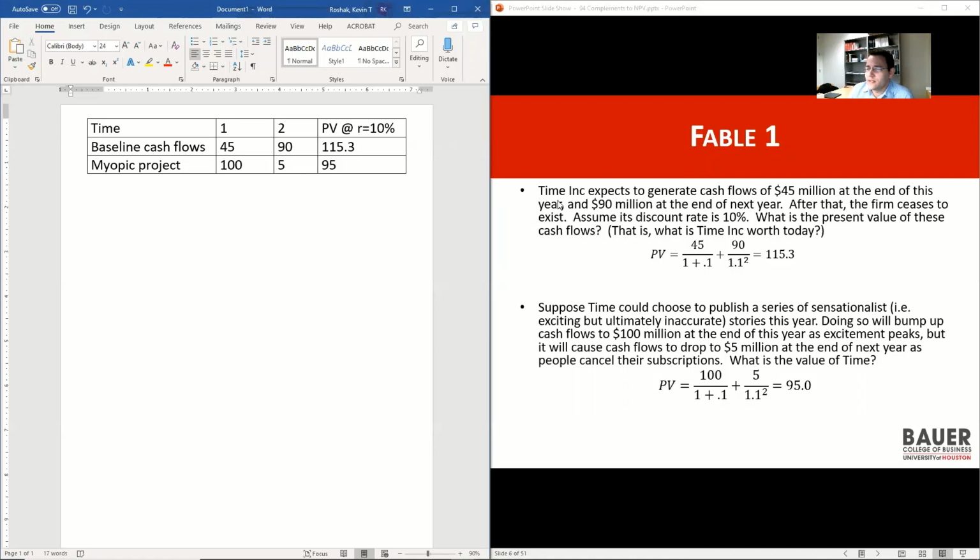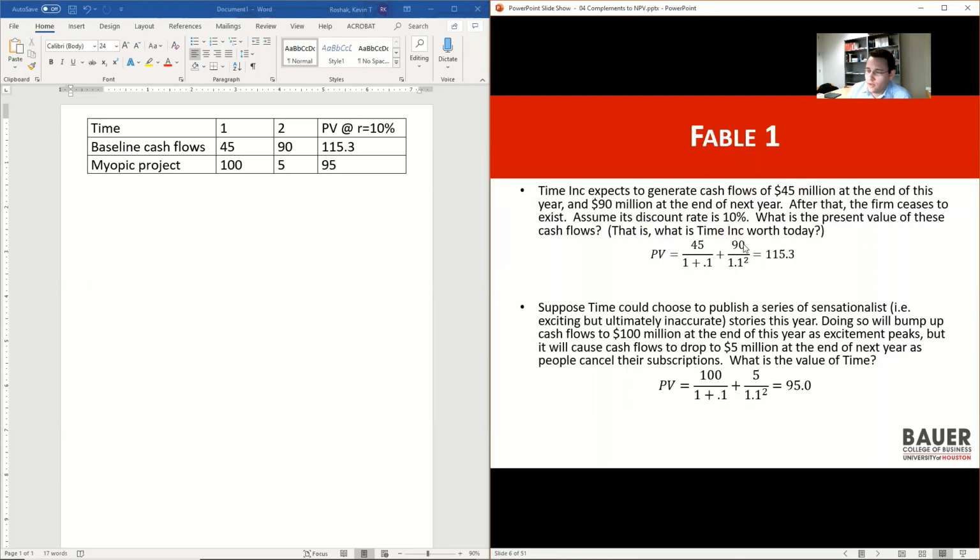So pretend you're the CFO of Time Incorporated. These are the cash flows that you expect. You're expecting to get $45 million at the end of this year, and then say 90 million at the end of next year. After that, we're just going to say the firm ceases to exist.